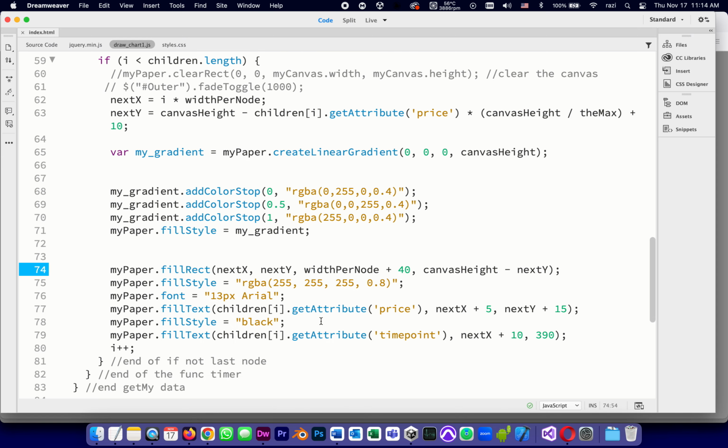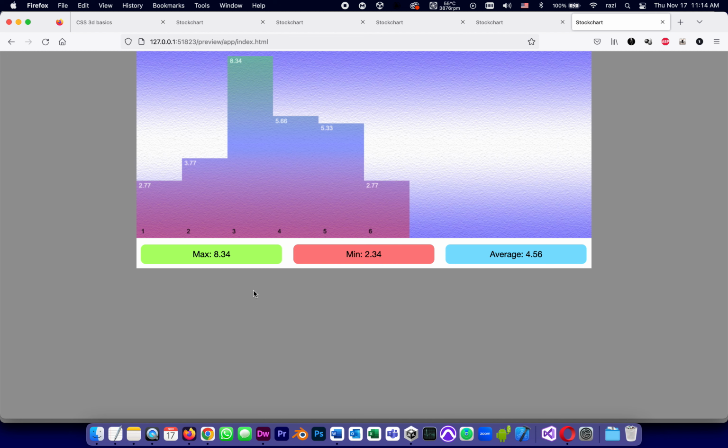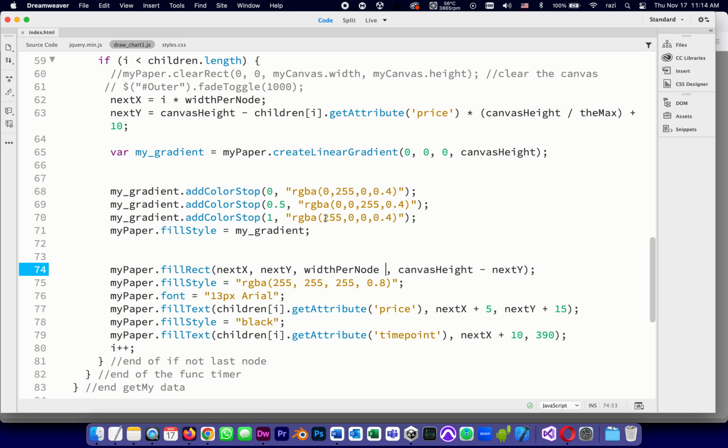Let me return it. If I don't do anything, if it's just width per node plus zero, plus nothing, they're going to be flush right up against each other, which right now makes it hard to see them. So I thought, how can I separate them? Either by making them a little too narrow or a little too wide, that will accentuate the differences between them. So this is why I did my negative 4. And of course, you can feel free to change that.